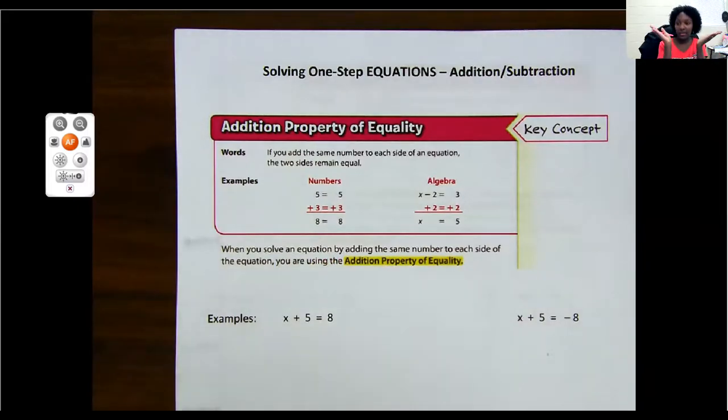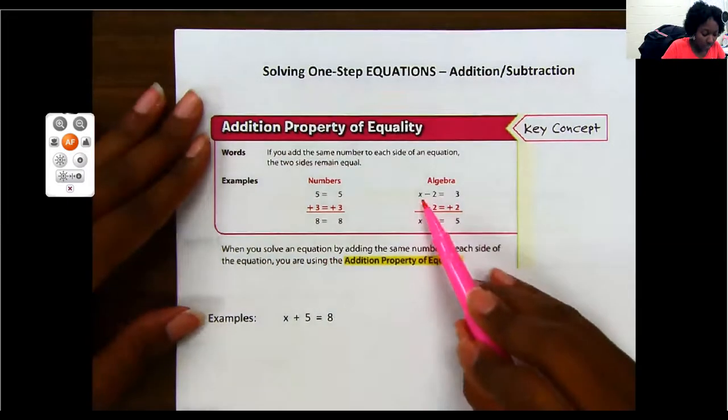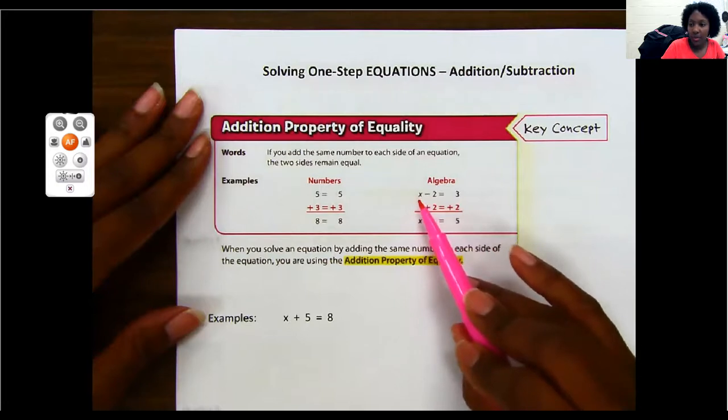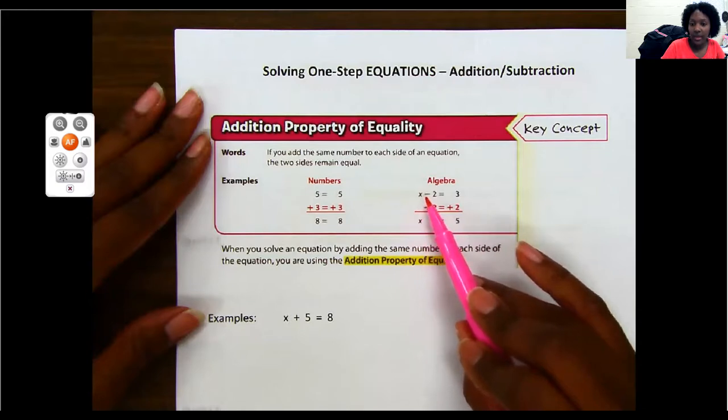This is to keep it balanced or equal. Okay, so equality. So let's look over here. It says x minus 2 equals 3. Well, we're trying to solve for x, the variable, what that missing number is. So in order to do that, I have to get x by itself by getting rid of the negative 2.